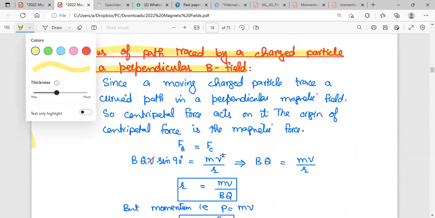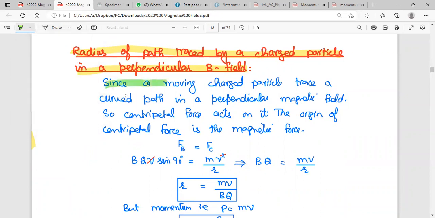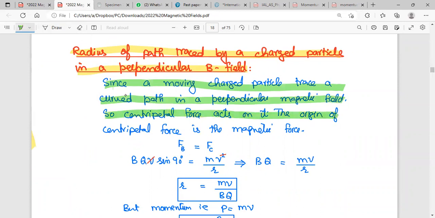Since a moving charged particle traces a curved track in the perpendicular magnetic field, a centripetal force acts on it. We know that whenever an object moves along a circular track, of course a centripetal force acts. The origin of the centripetal force is the magnetic force. So actually this centripetal force is provided by the magnetic force.